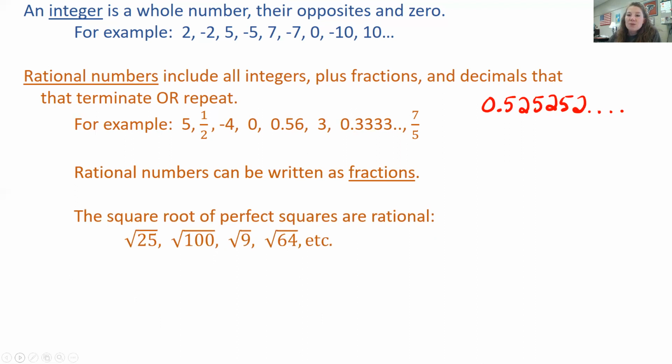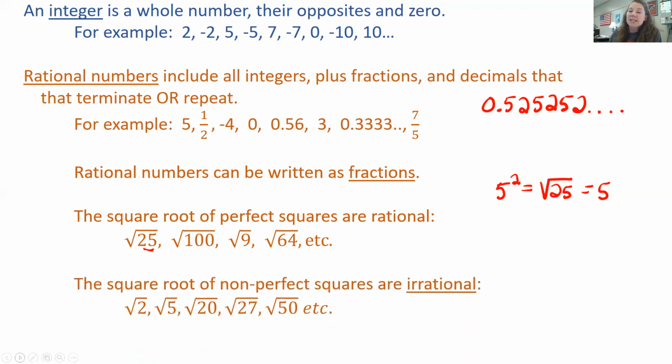Now, as we go through, as we get higher in 7th grade and go into 8th grade, we'll start talking about squares and square roots, perfect squares. So since 5 squared is 25, that means the square root of 25 is 5. So if you have a square root of a perfect square like 25, that's a rational number because the square root of 25 is an integer. It's 5. The square root of 100 is 10, which is a rational number. The square root of 9 is 3, which is a rational number. The square root of 64 is 8. So anytime you are asked for the square root of a perfect square, those are all rational.